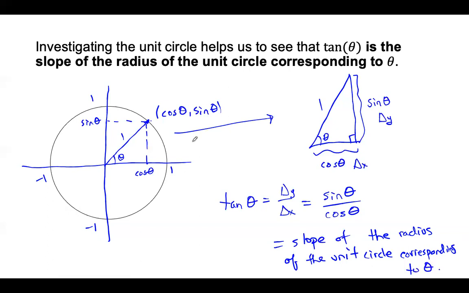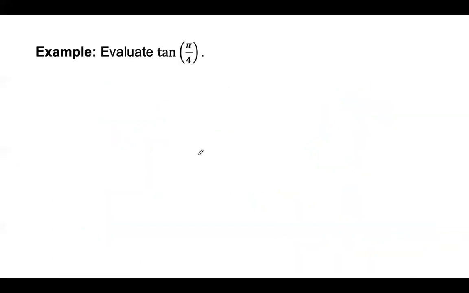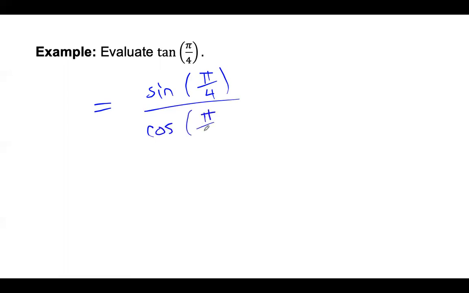I know you've seen this before. I just wanted you to see where it was coming from, so you can remember it later on. So let's evaluate the tan. By definition, this is the sine of this value divided by the cosine of this value. We can look these values up in the table. This is square root of 2 divided by 2, and this is the square root of 2 divided by 2. So this is equal to 1.